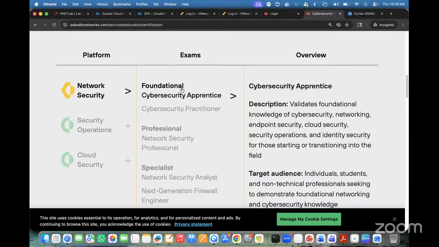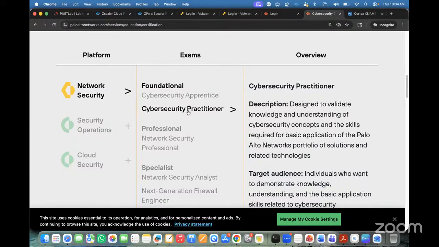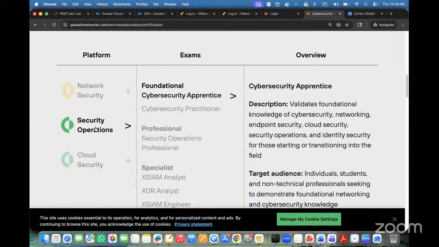So the recommendation for the network security is to start with the apprentice or the practitioner. Even if you go for cyber security, see, this is security operations. Also, you have to do the apprentice and the practitioners. So this is common for the network security and the security operations as well. And if you go with the cloud security, you can see still you have to do the apprentice and the practitioners.